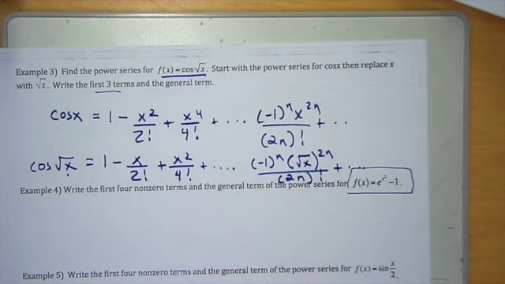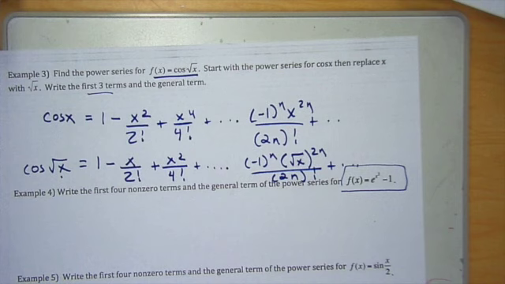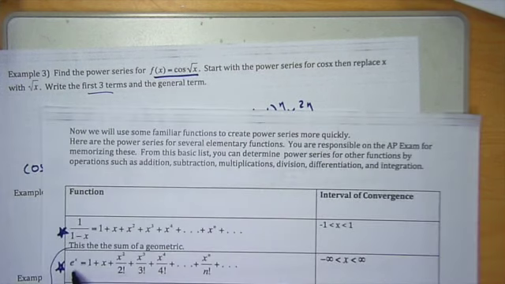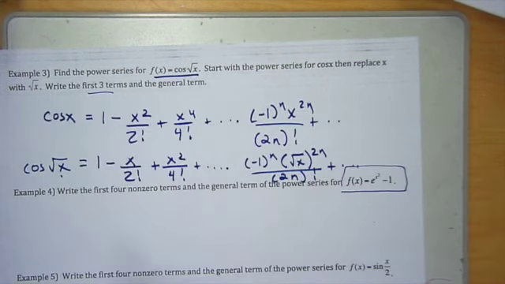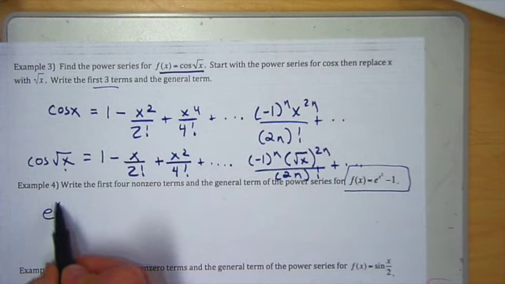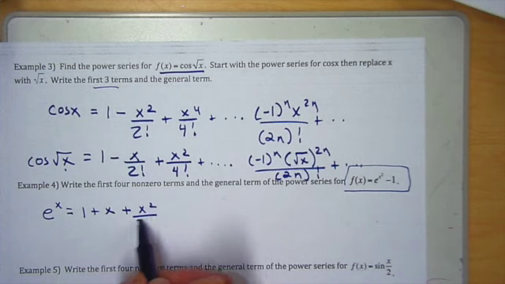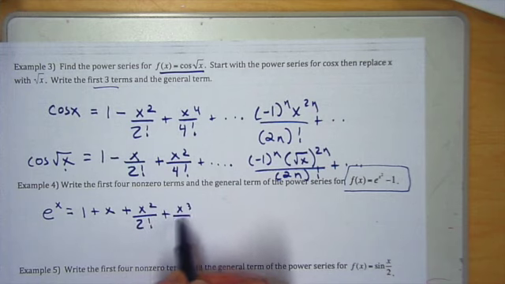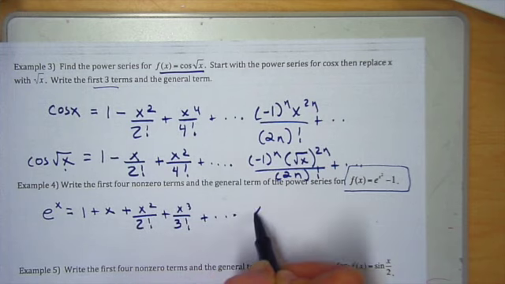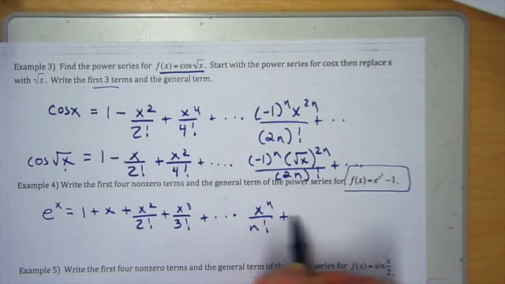So this one is asking for e to the x squared minus 1. So again, start with the function, start with this one, and we're going to do the first 4 non-zero terms again. So I'm going to write the first 4 for e to the x: 1 plus x plus x squared over 2 factorial plus x cubed over 3 factorial plus dot dot dot. This is my general term.